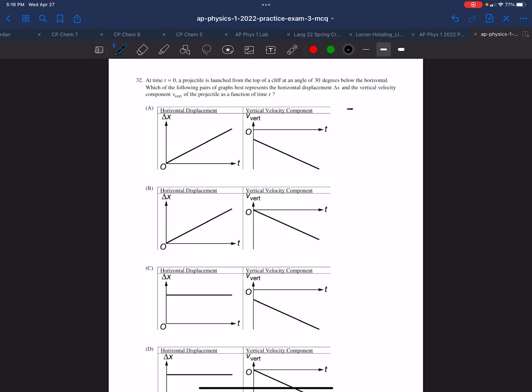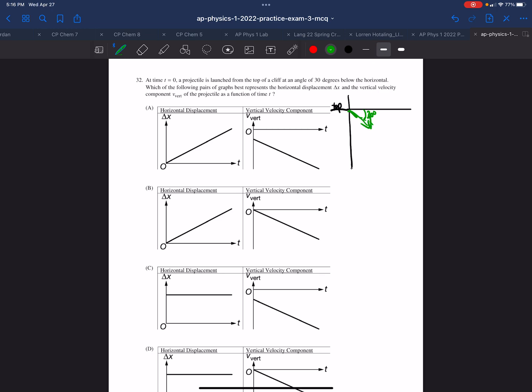So in this scenario, we have a projectile launch from the top of a cliff. So let's make this the top, and this is the vertical wall. And so if we go 30 degrees below the horizontal, that is the angle it's launched at.